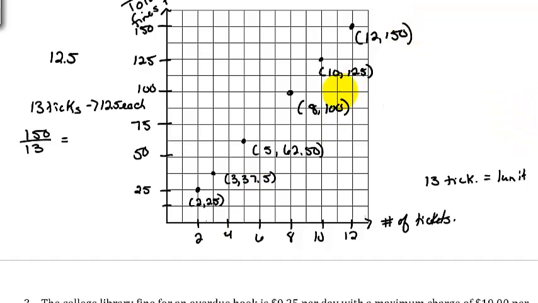Okay, so when you're graphing things, make sure that you label any points that you plot on your graph.